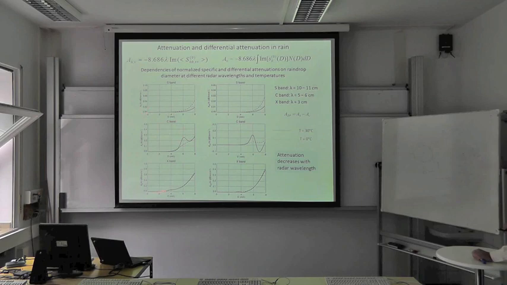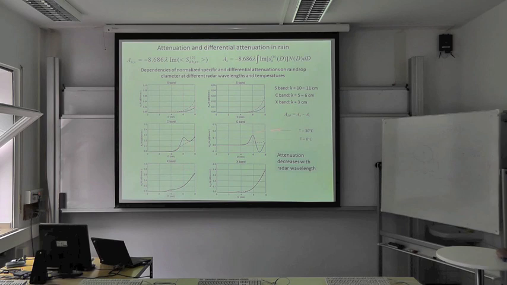Of course, at all wavelengths, with increasing size, these specific attenuations generally increase. However, at S band it stays very, very small, whereas at C band and X band it is many orders of magnitude higher. That's the biggest problem with shorter wavelength radars. Before introducing polarimetry to X band measurements, it was very difficult to measure precipitation because radar reflectivity was so much biased by attenuation. This is illustrated by these graphs.